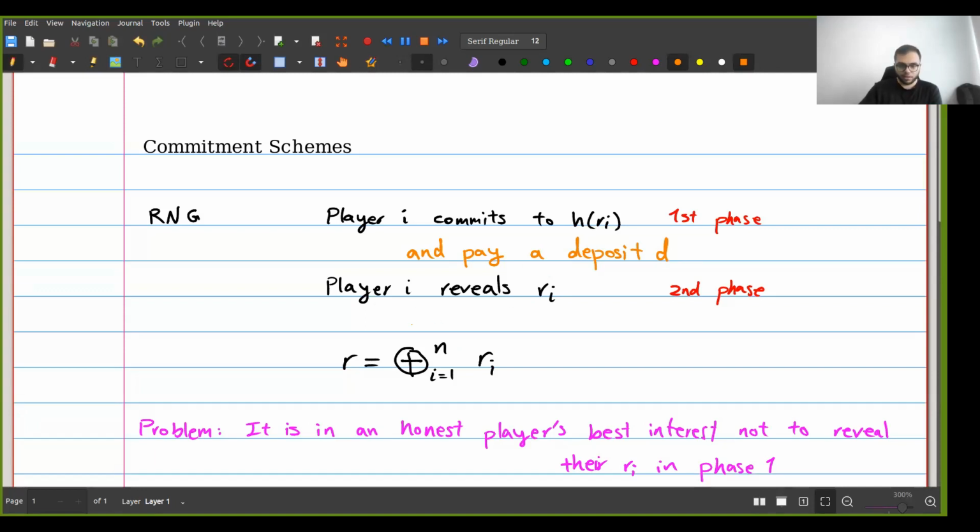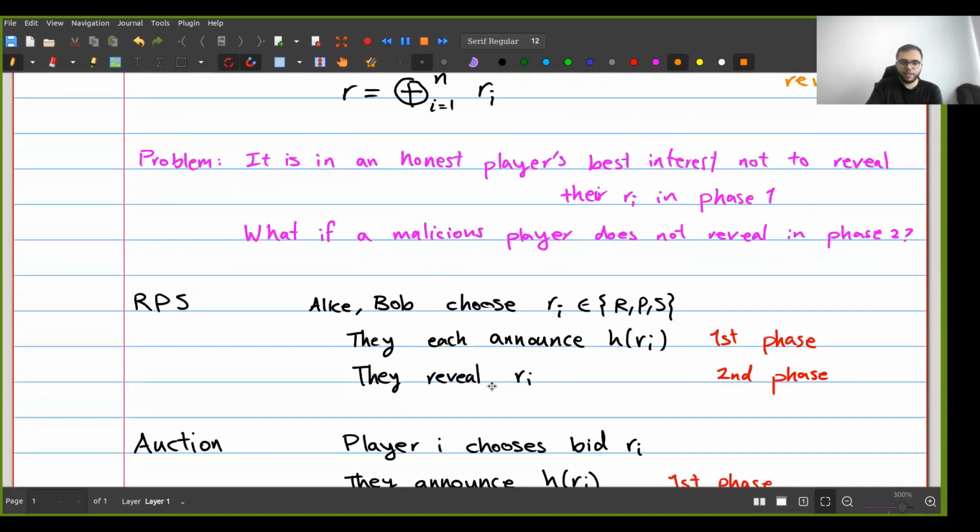Okay, so here I would say player i's deposit is burned if R_i is not revealed. Okay. Now, this works as long as your deposit is large enough, right? And let's see actually what's really large enough here.